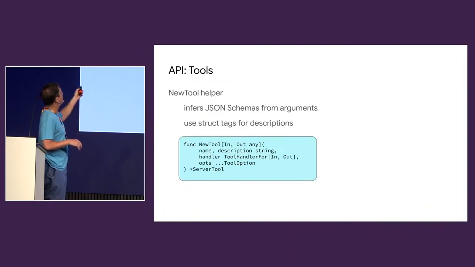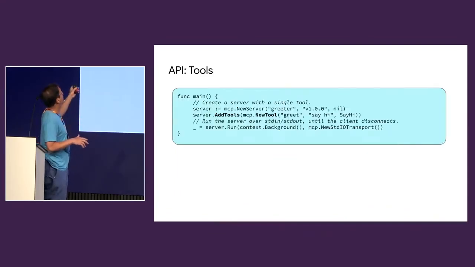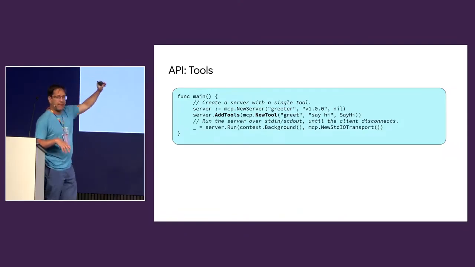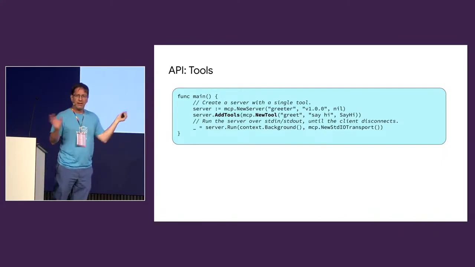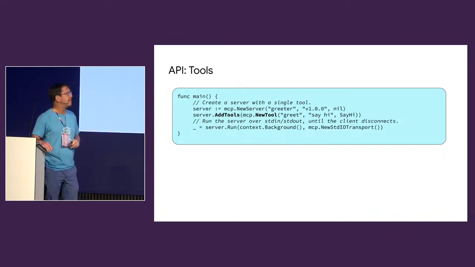And you get all that just by calling new tool. And that's going to infer the JSON schema for you. So in order to add that particular tool that does the say hi function, you just add tools of MCP new tool, name, description, the function. Everything else happens automatically for you.